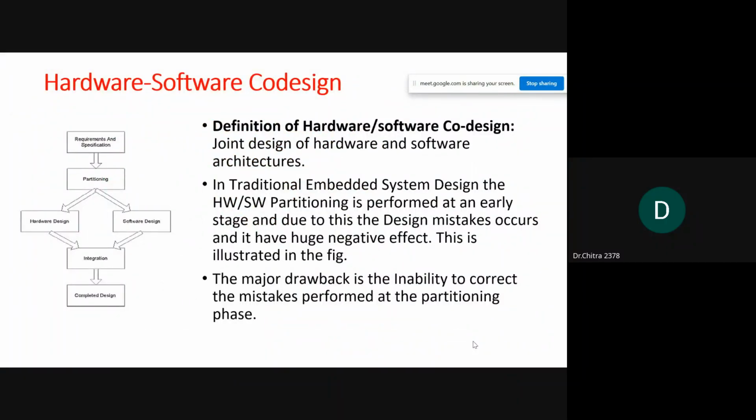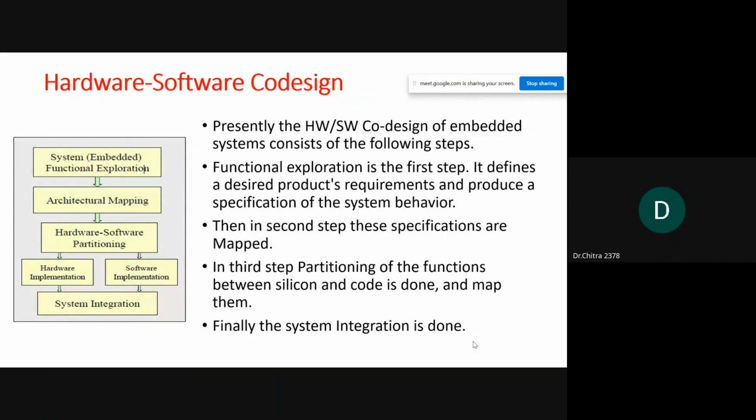In traditional embedded system design, the hardware software partitioning is performed at an early stage. Early stage it is partitioned and finally that is combined. But nowadays, before the partitioning itself, you should identify each and every component, each and every task, and then partition this one. So the traditional technique is entirely different from today's technique. And in the hardware software co-design, first functional requirements are collected from the user, and based on that the architecture is drawn. The system has been drawn based on the functional requirements.